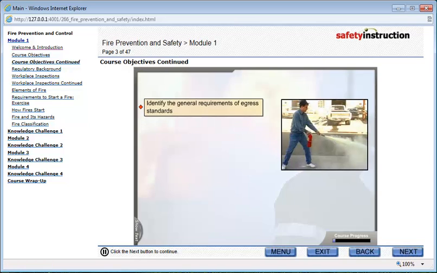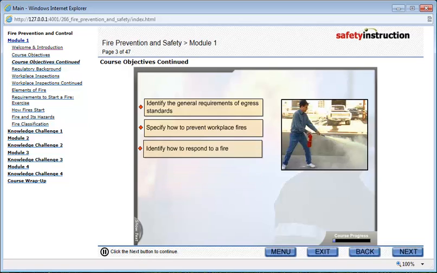You will also be able to identify the general requirements of egress, for example, exit standards. Specify how to prevent workplace fires, identify how to respond to a fire, and specify the proper use of portable fire extinguishers.